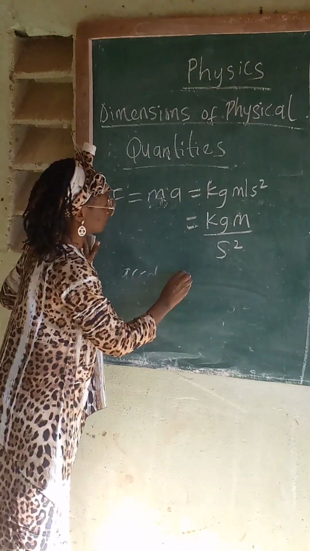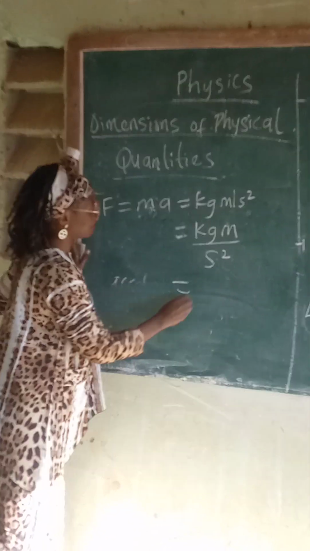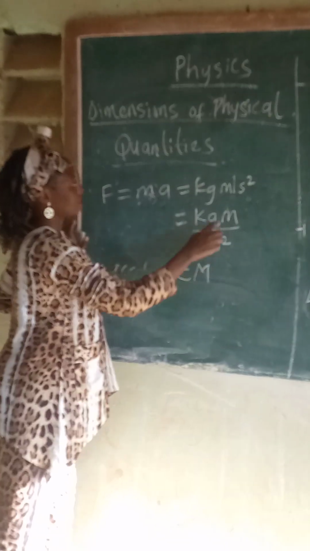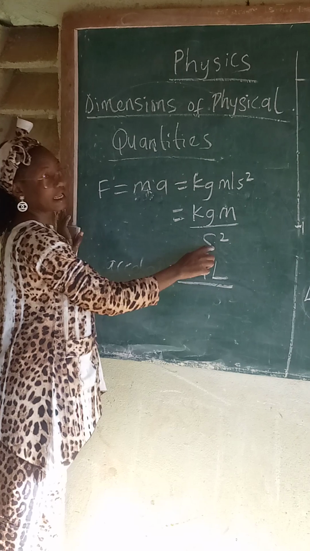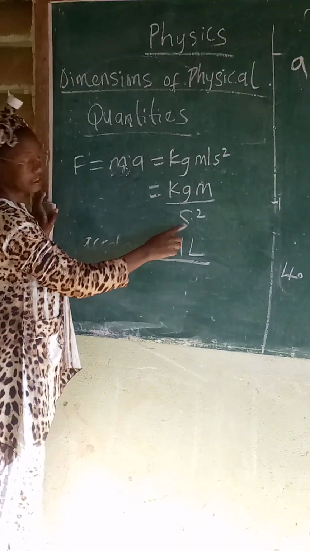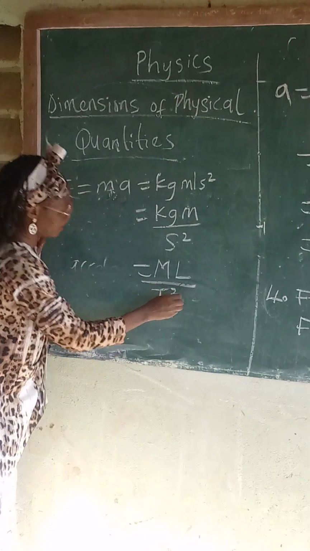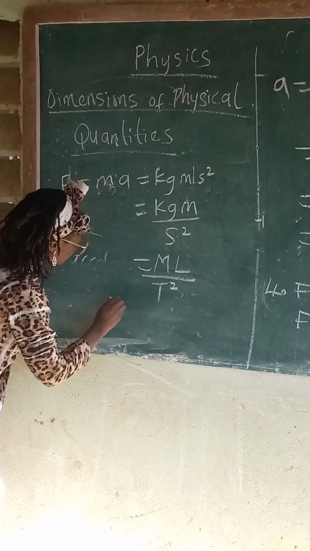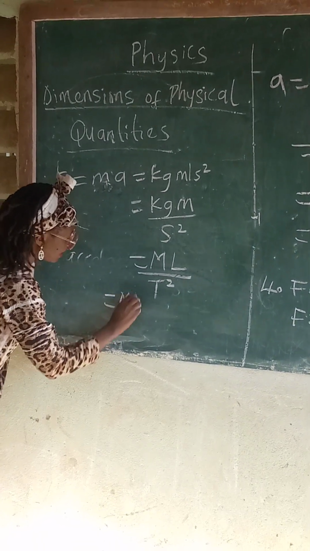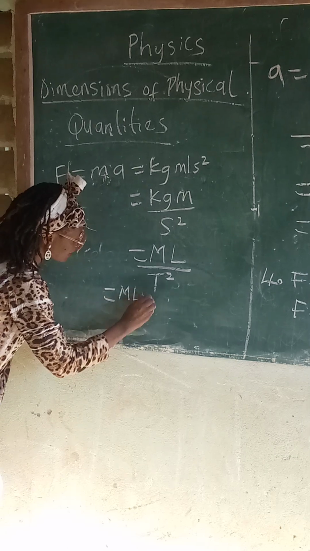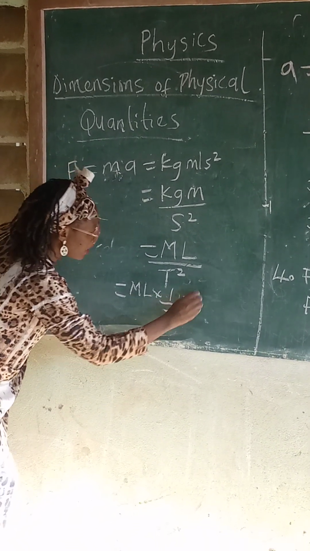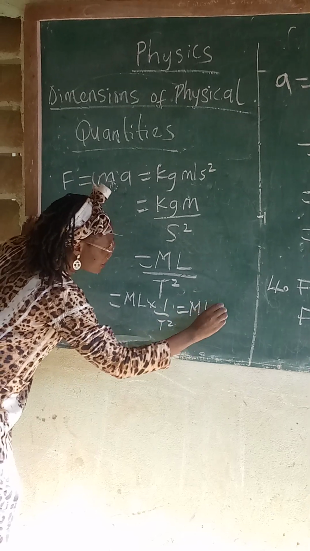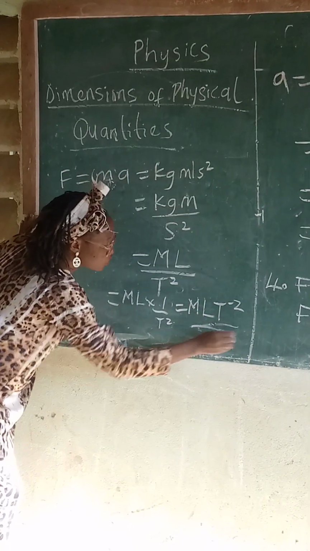So kilogram goes with mass, meter goes with length, and seconds goes with time. So we have T square. This is the same thing as ML times 1 all over T square. If we bring this up, we have MLT raised to power minus 2.